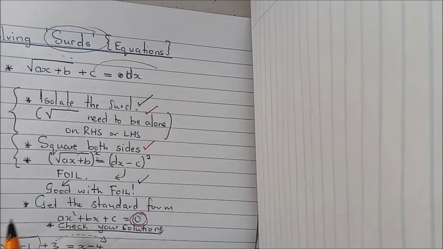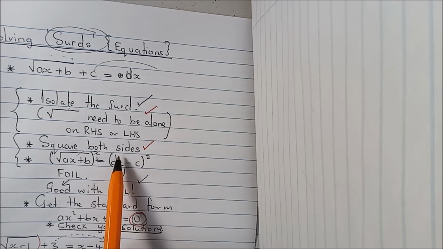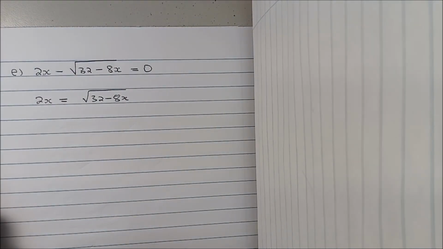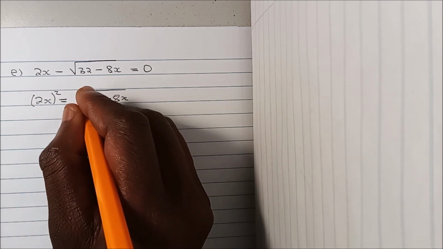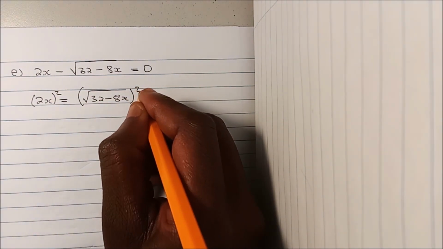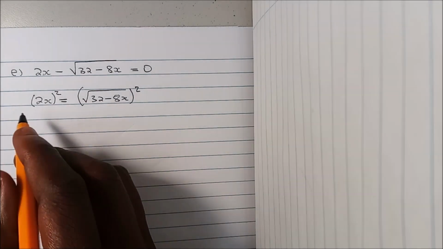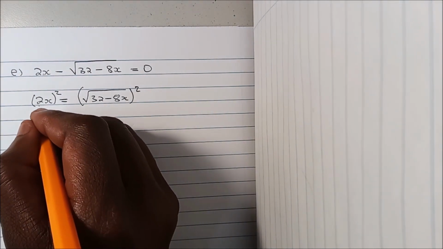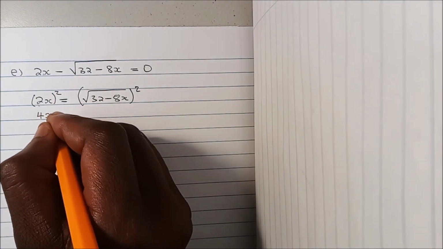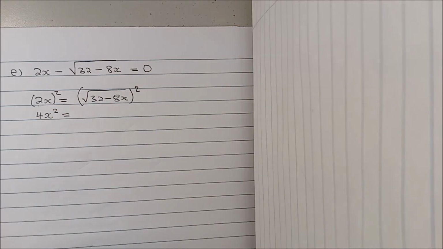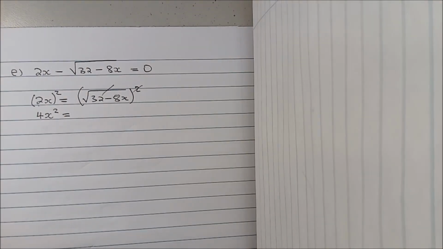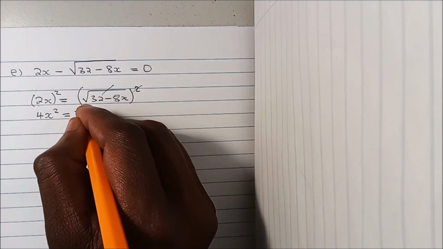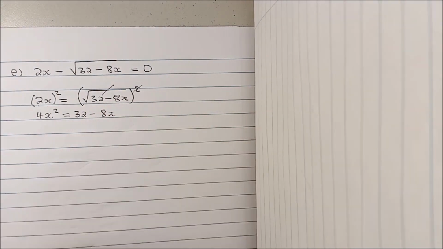And then you check. The second point is to square both sides. So now we'll go and square both sides. So we will square and then we will square. So now what is 2x squared? That is 4x squared. Nice. And then remember, the square root and the surd cancel. The squared and the surd cancel. We'll be left with 32 minus 8x.